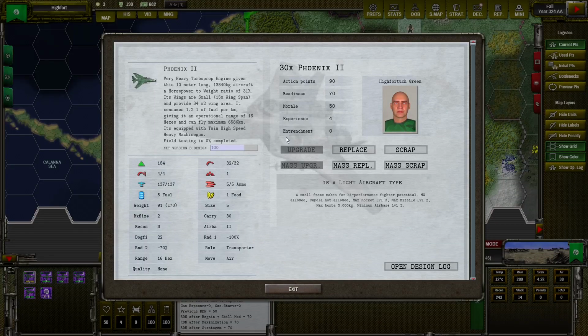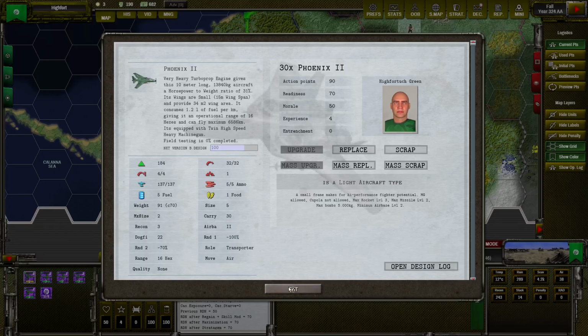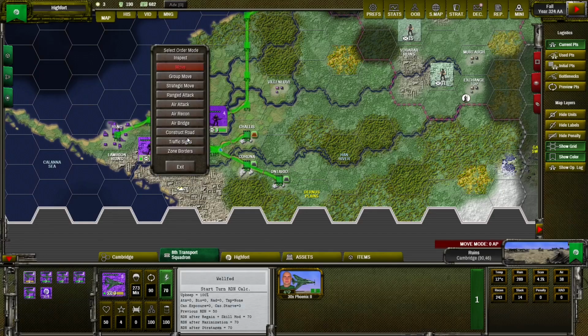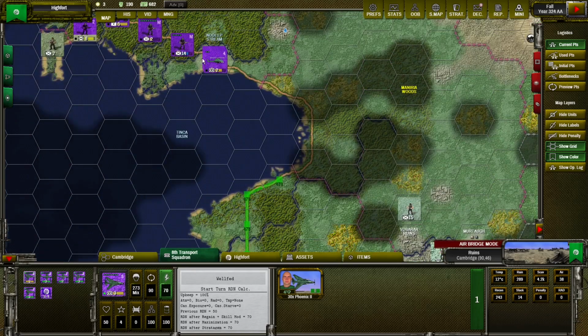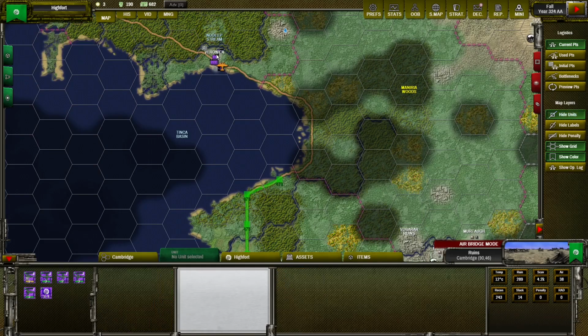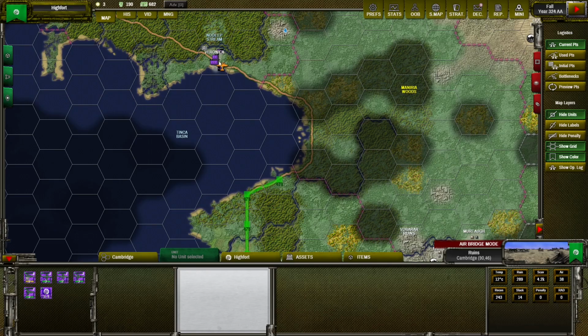So the Phoenix 2, which has 30 logistical points, and we have 3 subunits, so it should be 90 logistical points. And the range is 16 hex. So now if I establish an Airbridge from this airport to, you can see this airport is highlighted. I can establish the Airbridge mission here because I can do this only on air bases. Helicopters can do it anywhere, and transport aircraft can do this only between airports. And let's see if that will help.